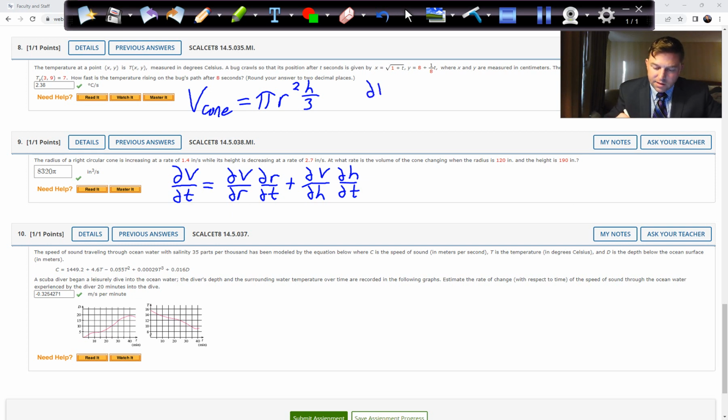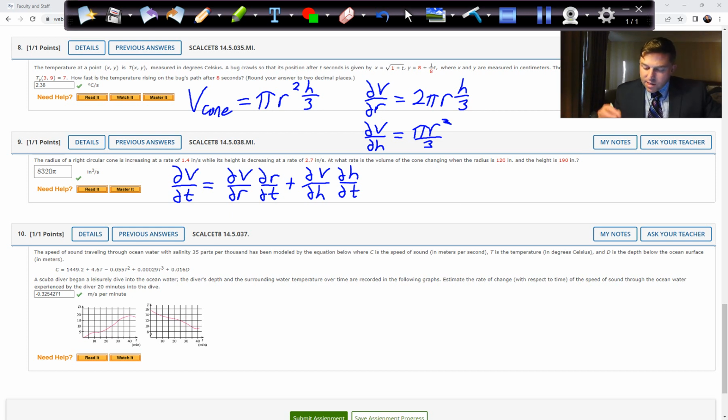So first we find the change in volume with respect to radius. It's going to be 2 pi r h over 3. Then we find the change in volume with respect to height, which is going to be pi r squared over 3. So the h just goes away, and we're left with pi r squared over 3. And it says r is 120 and h is 190.